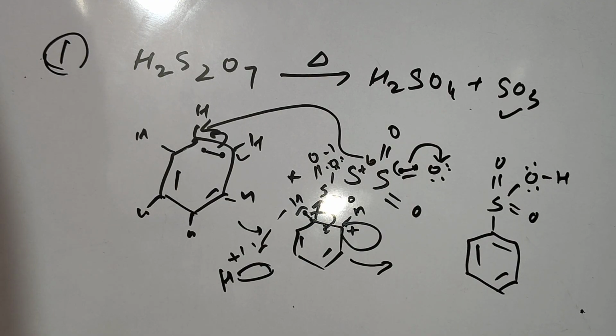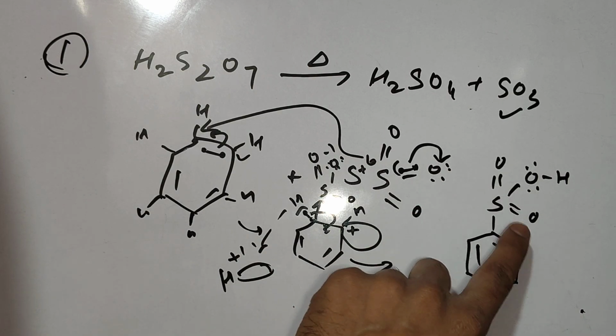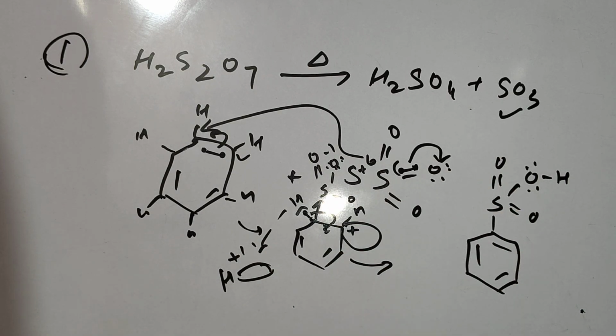This we call benzene sulfonic acid. This is the mechanism of the first step. This process is also known as sulfonation, because we have added a sulfonic group on a benzene ring. That's why this process is also known as sulfonation. Actually, this is available in 11th class also with mechanism.